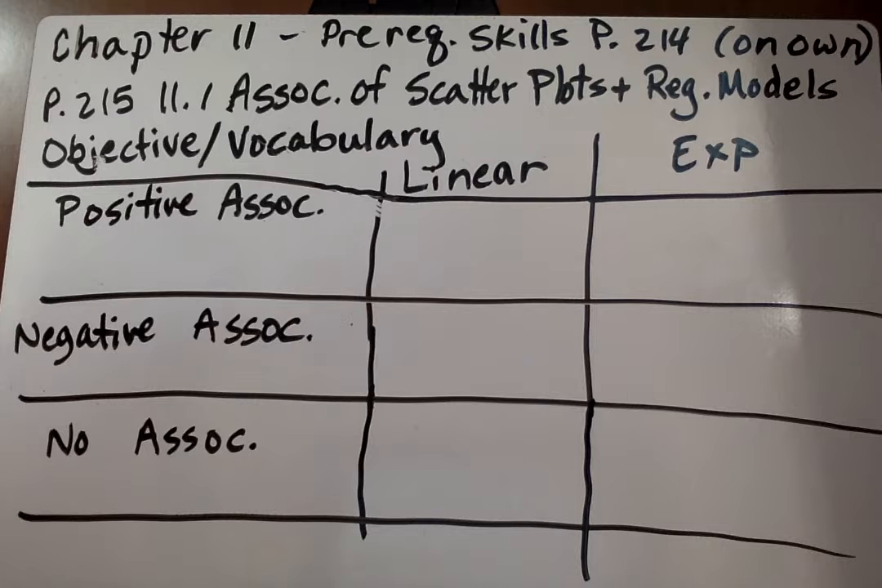Regression: a statistical measurement that attempts to determine the strength of the relationship between a dependent variable, y, and an independent variable, x. It is important to select the regression model that fits the data, whether that's linear, exponential, or none. So with a positive association, notice that the points are, in general, going up.